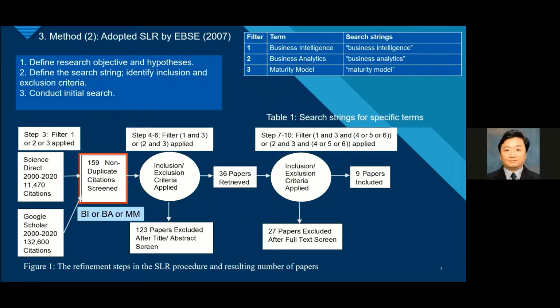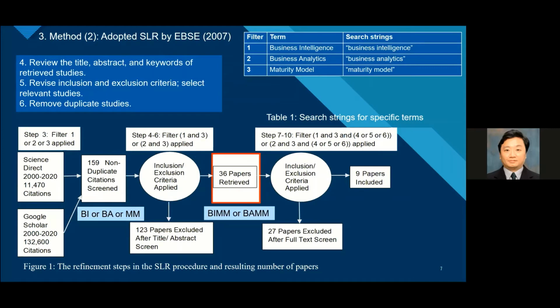The systematic literature review follows the guideline by EBSE 2007. First, we define the research objective, define the search string, and conduct the initial search from Science Direct and Google Scholar for the years from 2000 to 2020. After the initial screening, 159 papers related to either BI, BA, or maturity models were screened.